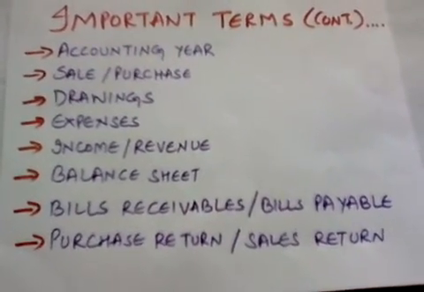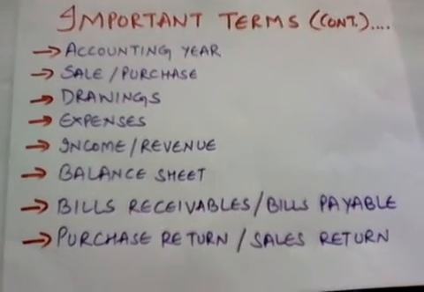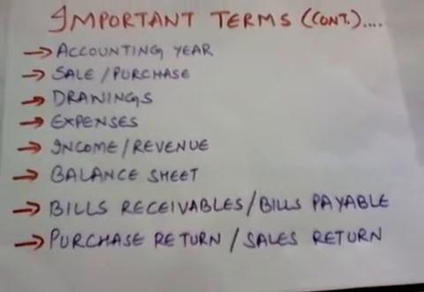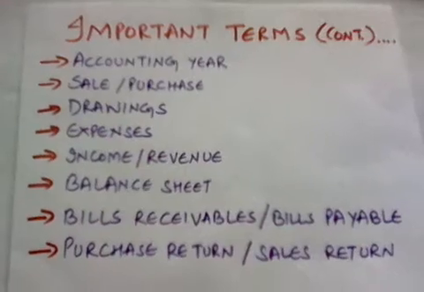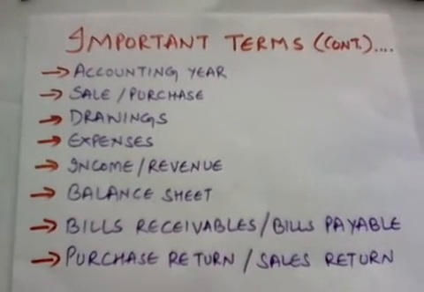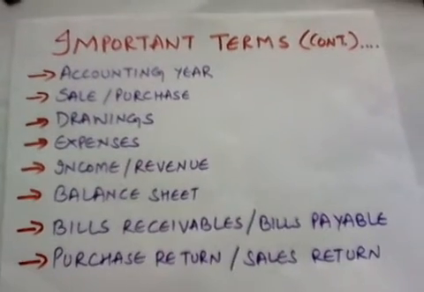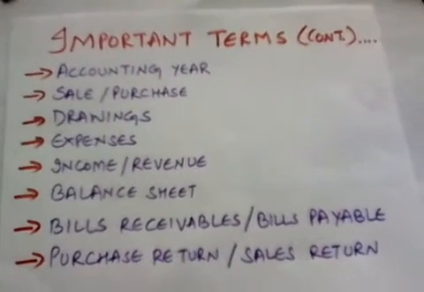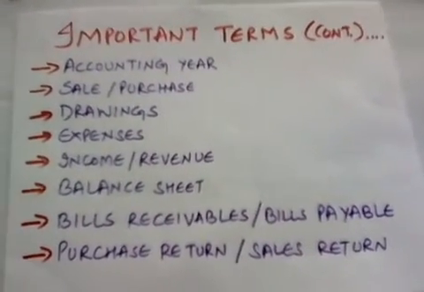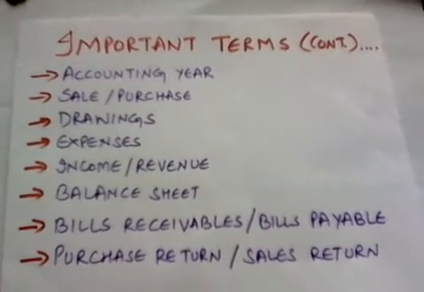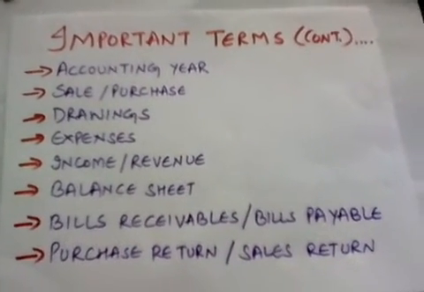Expenses. Expenses are the cost of the company. Income, revenue. Income is, of course, the money you receive from somewhere. It is your income. Revenue. Revenue is earned by your sales. Balance sheet. Balance sheet is the summary of all your assets and liabilities.